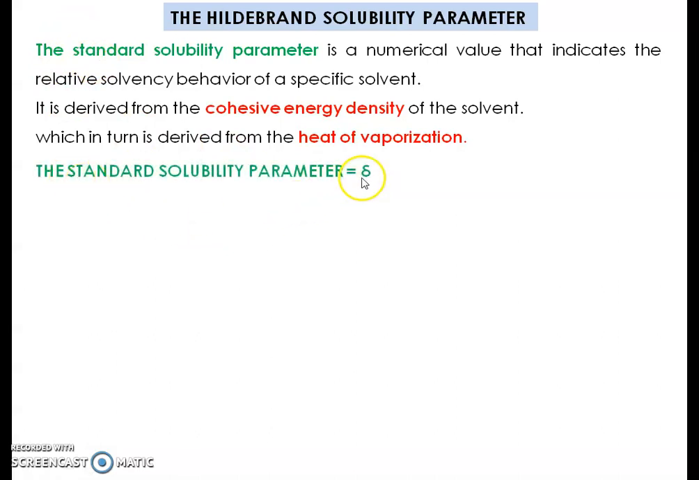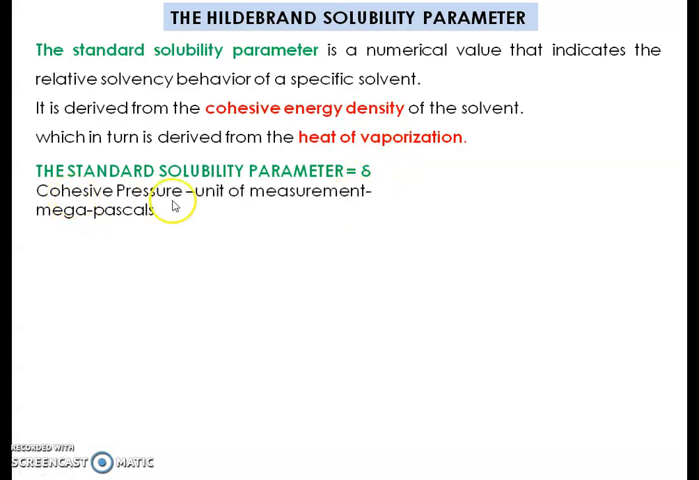The standard solubility parameter is denoted by the letter delta, and it is measured in a pressure value, that is cohesive pressure. It is also called cohesive pressure, and the unit of measurement is megapascals, because pressure is always measured in pascals. So the standard solubility parameter, that is delta, has the unit of megapascals.